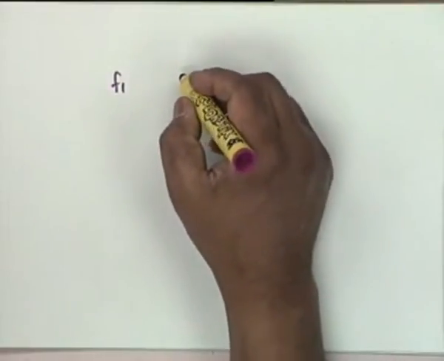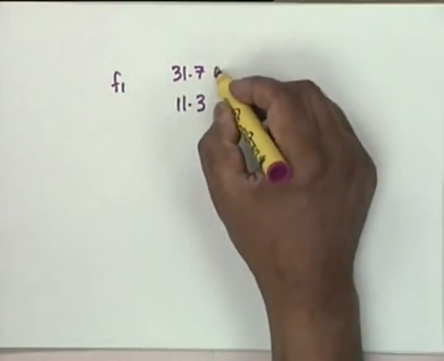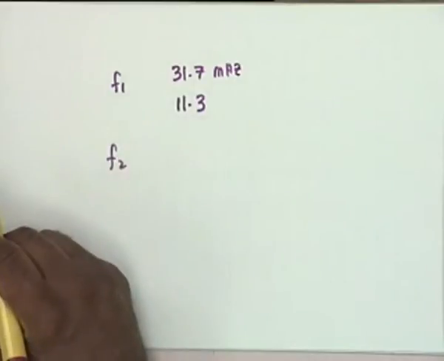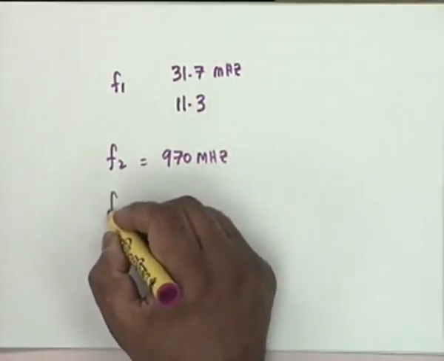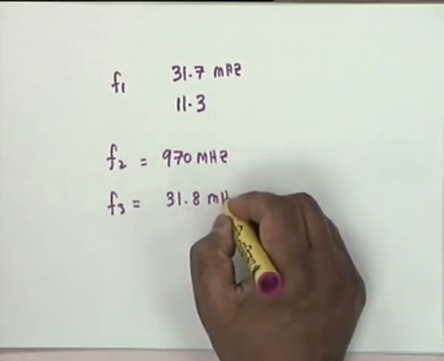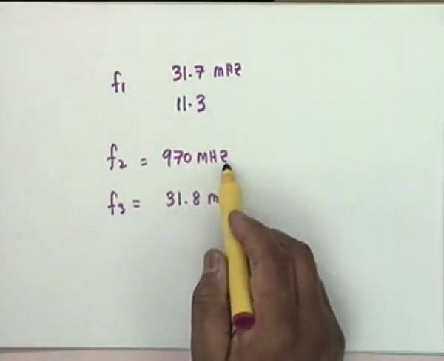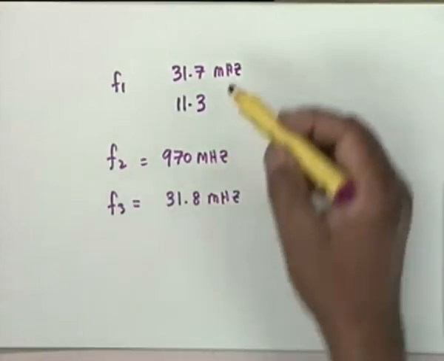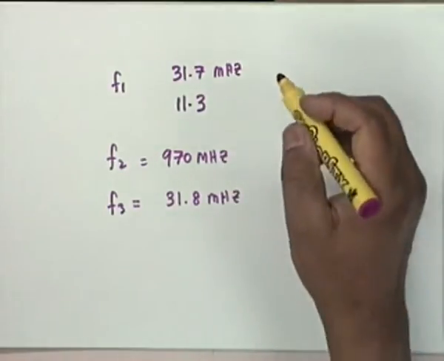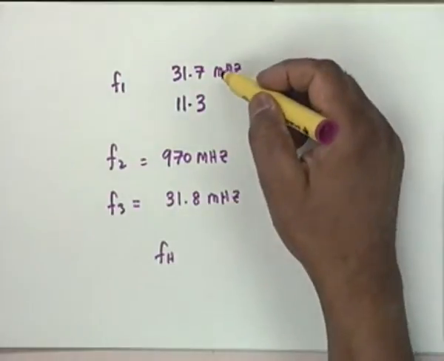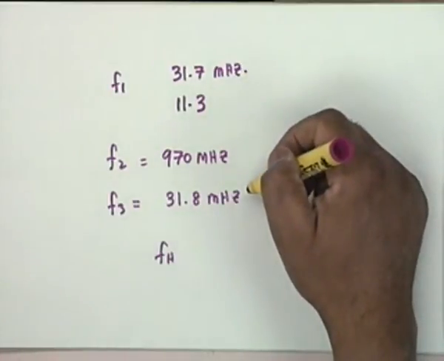Okay, let's consolidate the results. My F1 is either 31.7 or 11.3 megahertz. F2, what was the value? 970 megahertz. And F3 is 31.8 megahertz. Now, if I want to calculate exactly, obviously the effect of F2 would be negligible because it is about 30 times the higher values. So this effect would be negligible. Therefore, FH would be mostly determined by F1 and F3. In the first case, when RS is 1K, 31.7 and 31.8 are comparable.